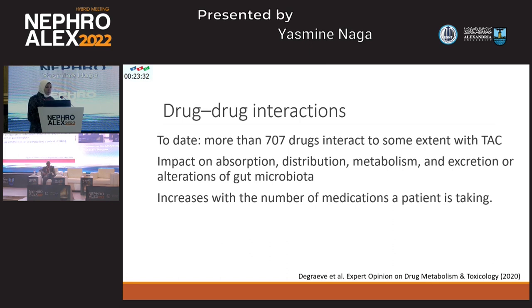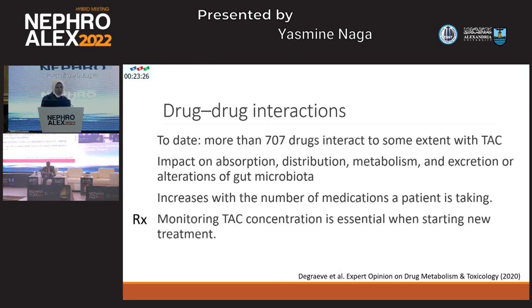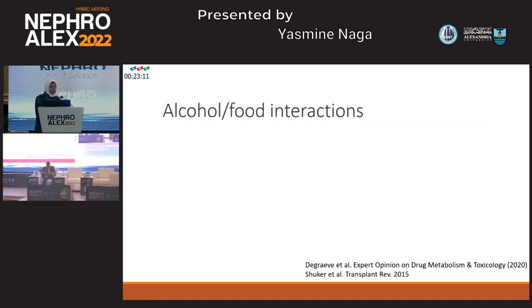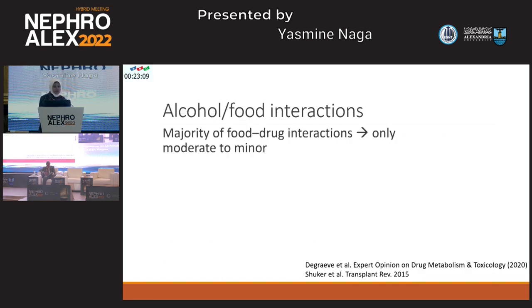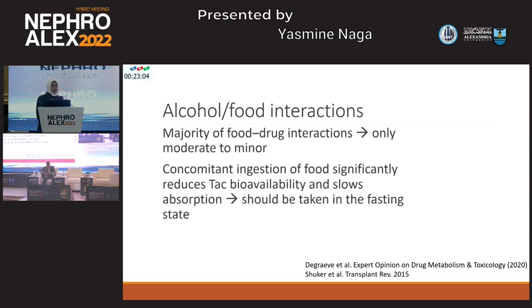There is also, in patients with transplantations, they're usually taking multiple drugs, and the polypharmacy increases the risk of drug-drug interaction. So what can we do to prevent this variability and its effect on the treatment? We always should monitor tacrolimus when starting a new treatment, and we should avoid drugs, if possible, known to cause interaction.